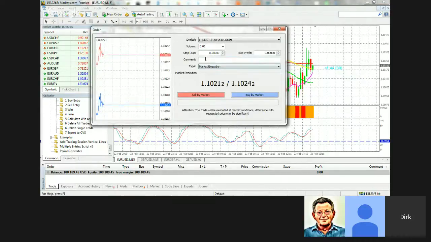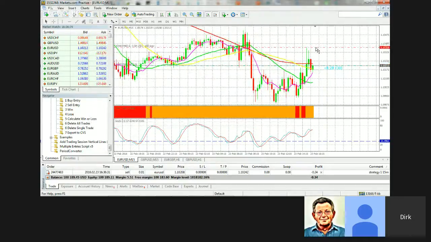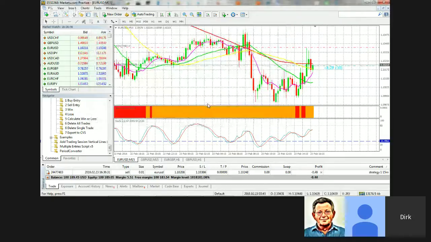And you see here is the comment section. Now over here, I might write "strategy 1 15-minute." Okay. And then I just go with sell, trade taken, set my stop, and done. Now here's the beautiful thing. Look at the comment section here. There it tells me which strategy I've used and what time frame I'm using for that particular trade.